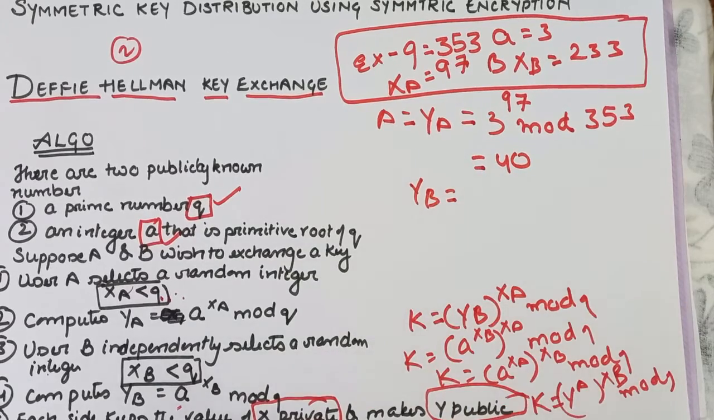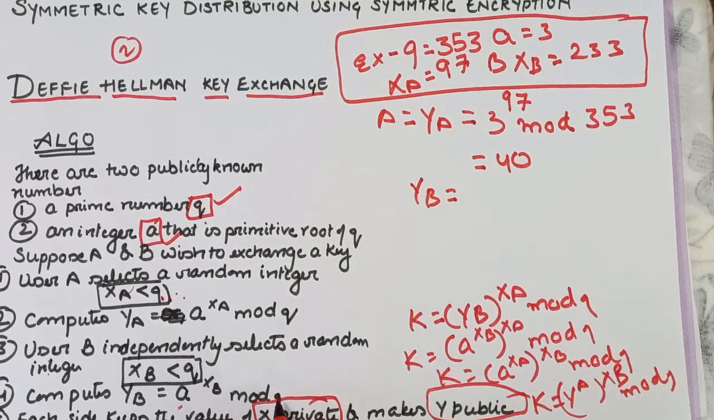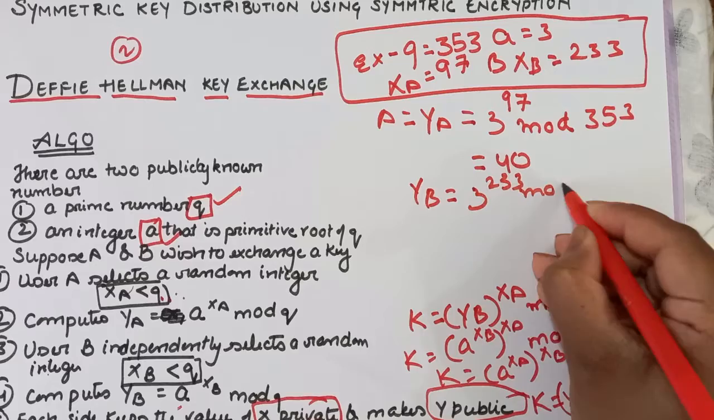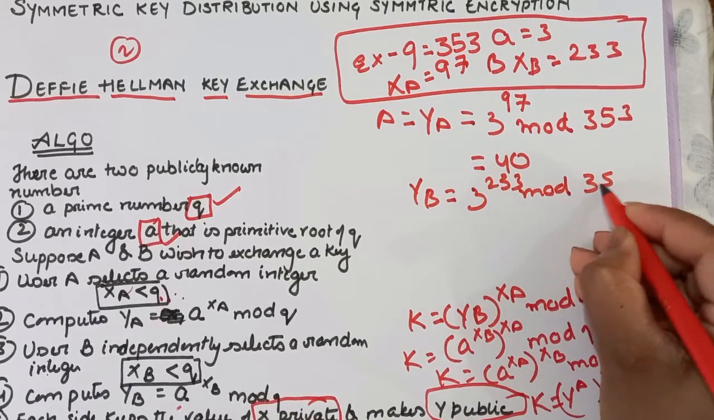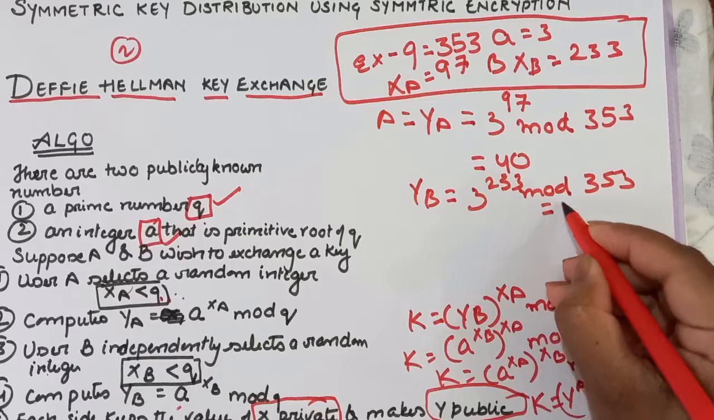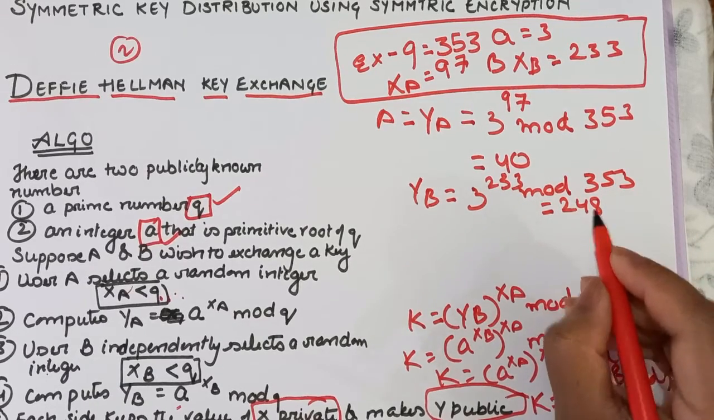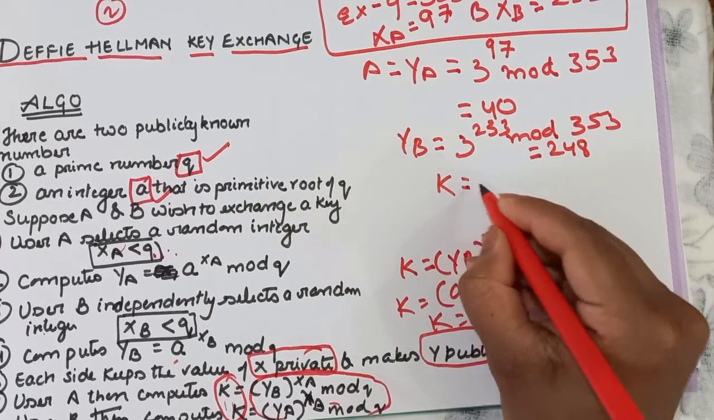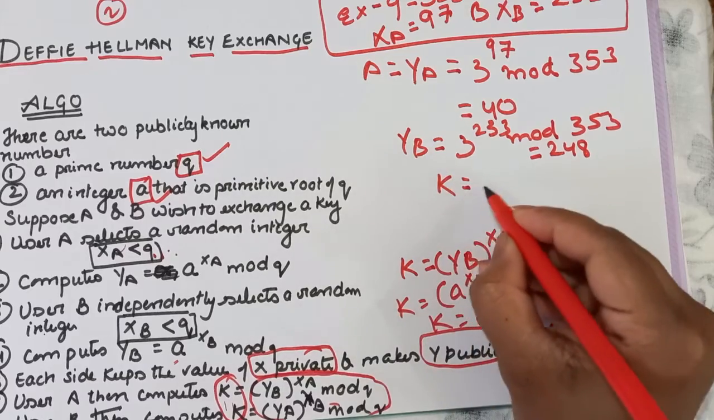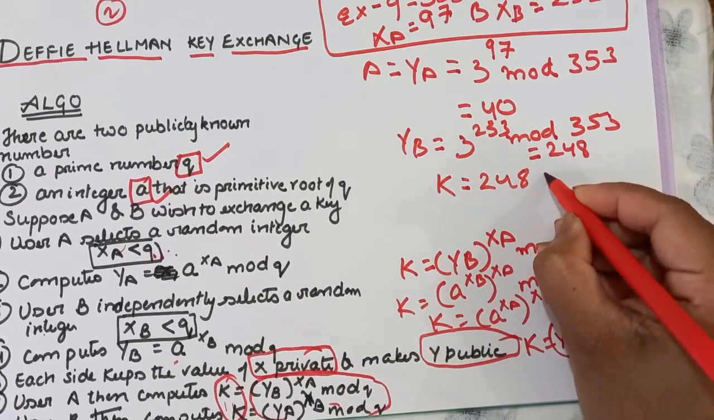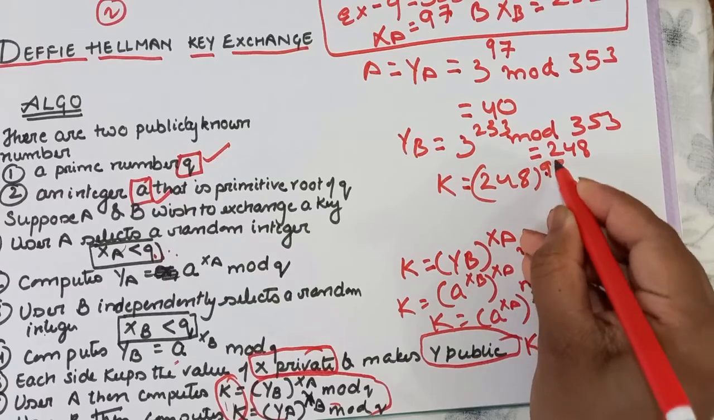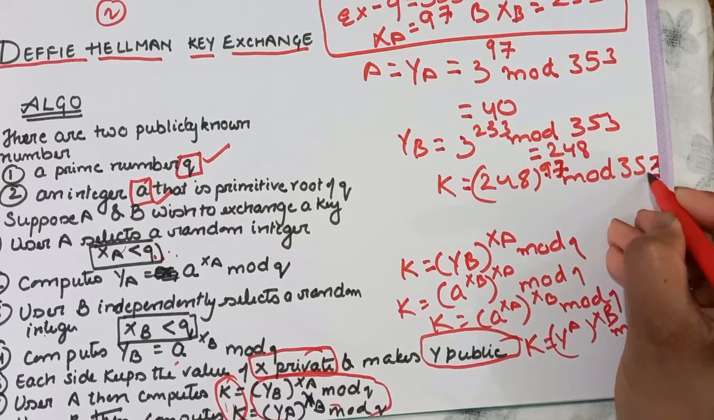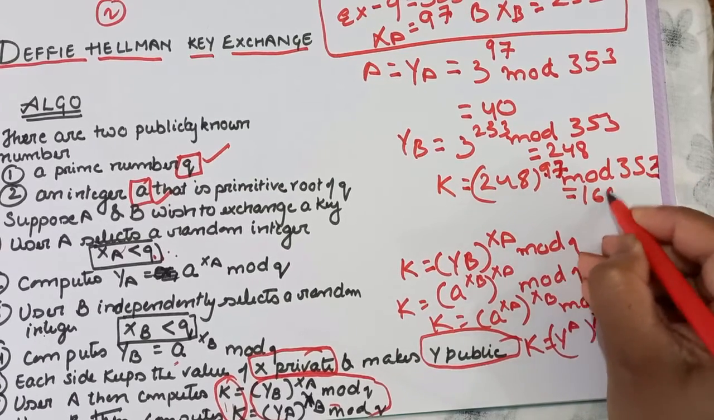Moving ahead to finding out yb. For yb, the value is going to be a to the power xb mod q, so it is going to be 3 to the power 233 mod 353. The remainder for this is going to be 248. After doing this, each of these will be calculating the value of the key, which is going to be yb, which is 248, just now calculated, to the power 97 mod 353, which is going to give me the value 160.